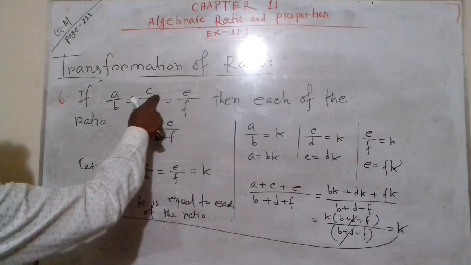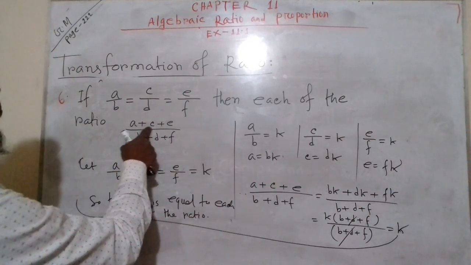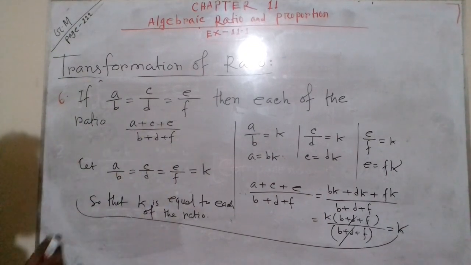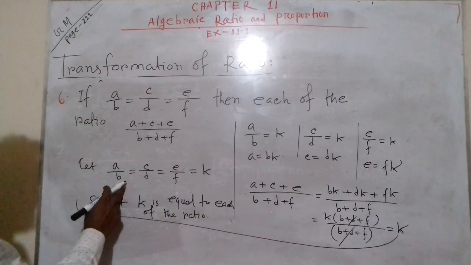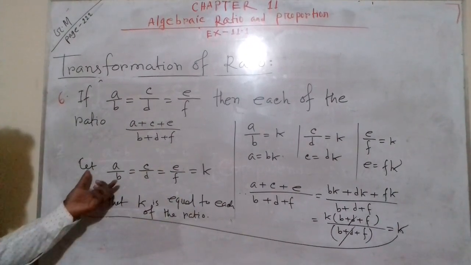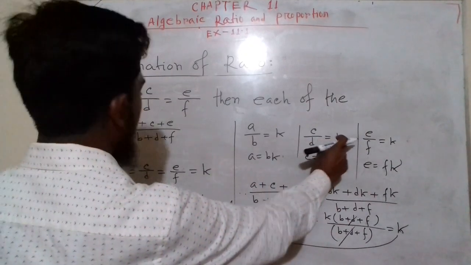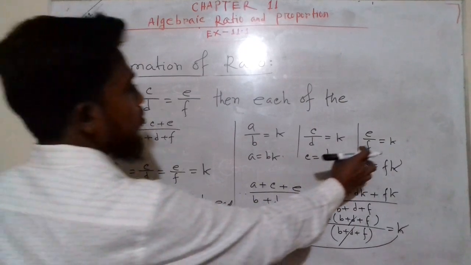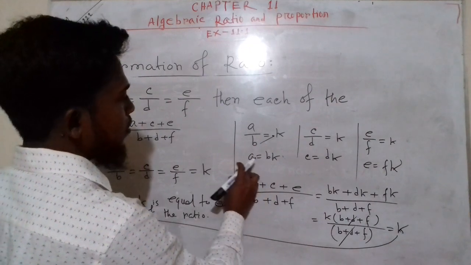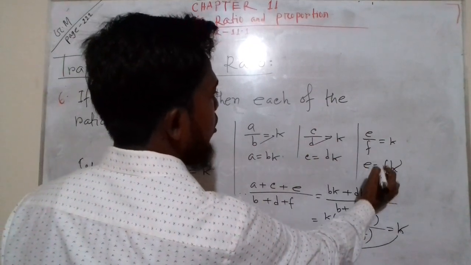If A by B equal to C by D equal to E by F, then each ratio equals A plus C plus E divided by B plus D plus F. Now let A by B equal to C by D equal to E by F equal to K. Now we can write A by B equal to K, and C by D equal to K, and E by F equal to K. So A equal to BK, this is cross multiply, A equal to BK and C equal to DK and E equal to FK.